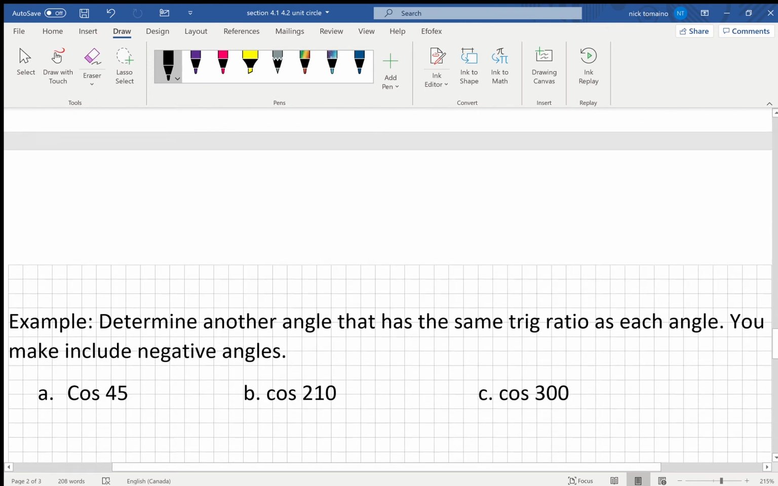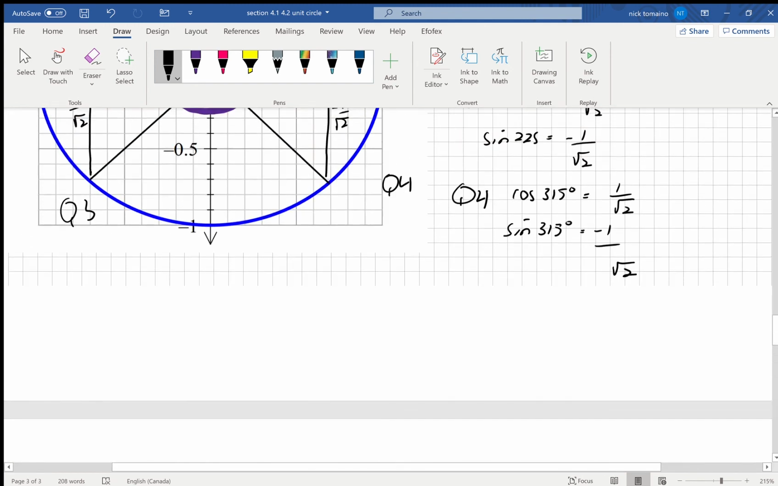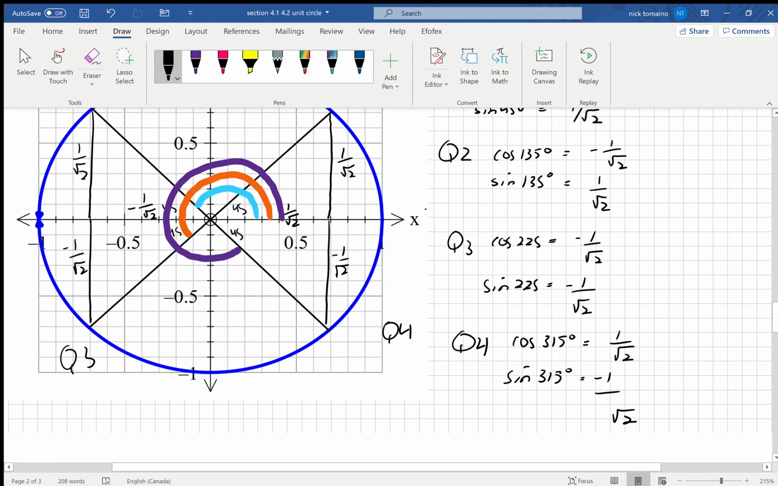315. So cos 45 is going to equal cos of 315. And you can check in your calculator by plugging them in. Type in cos 45, type in cos 315, and you'll see that they're the same. So cos of 210, if we go back here, 210 is in quadrant 3, and it's got a negative, so it's the same in quadrant 2.